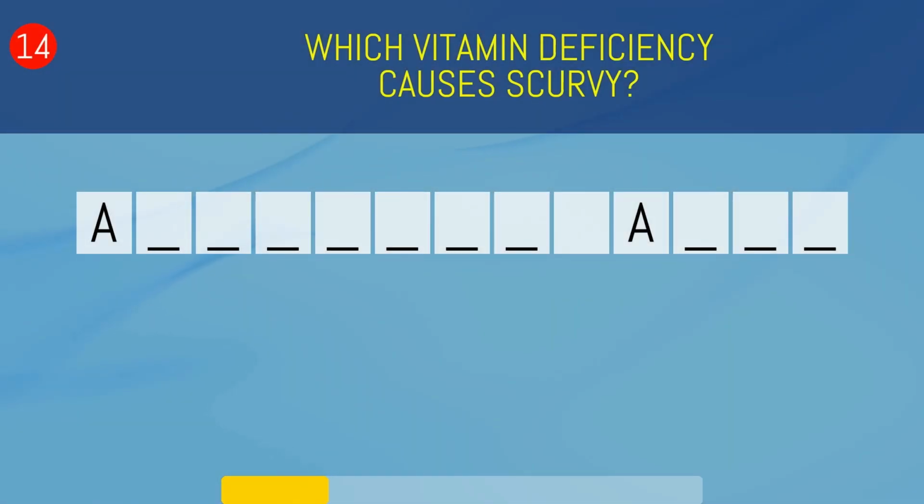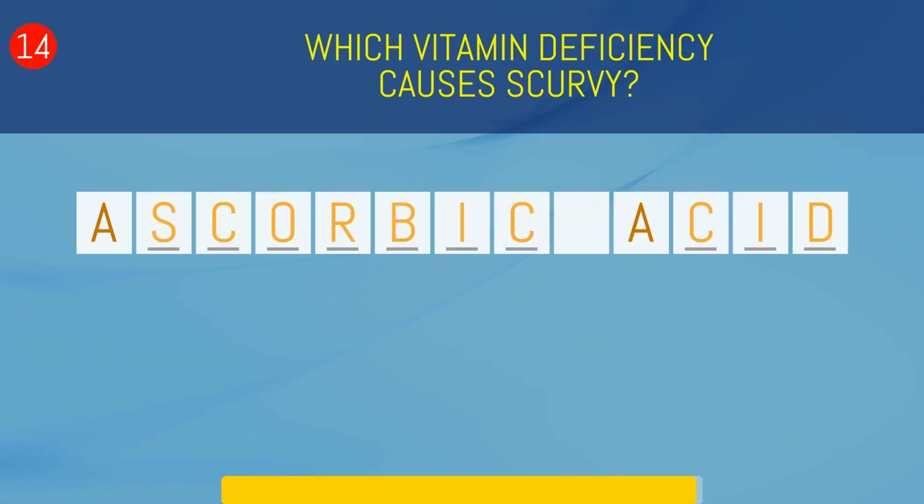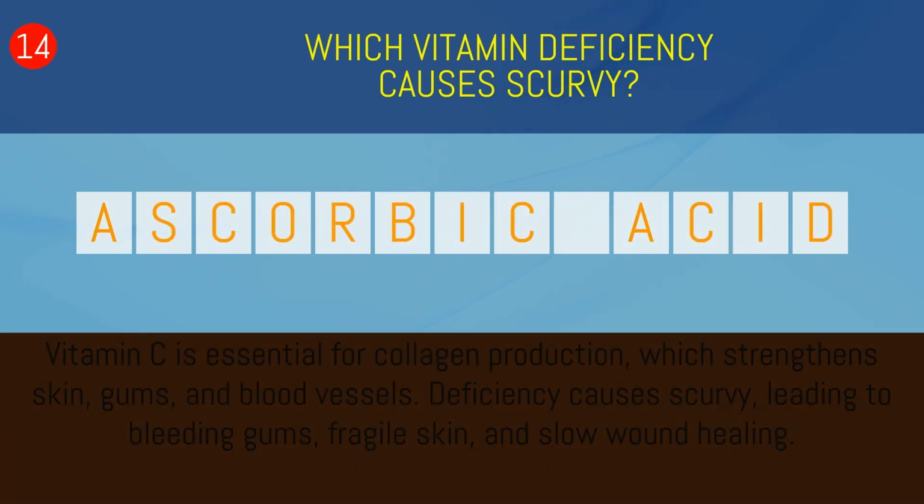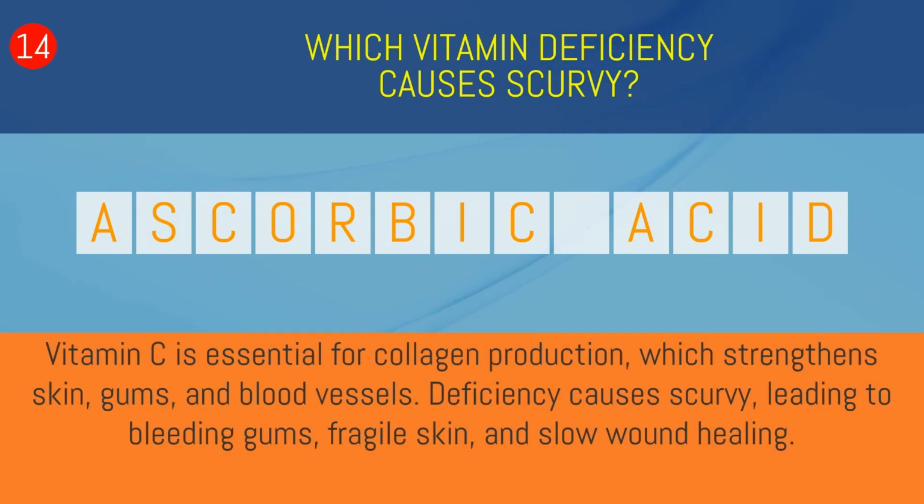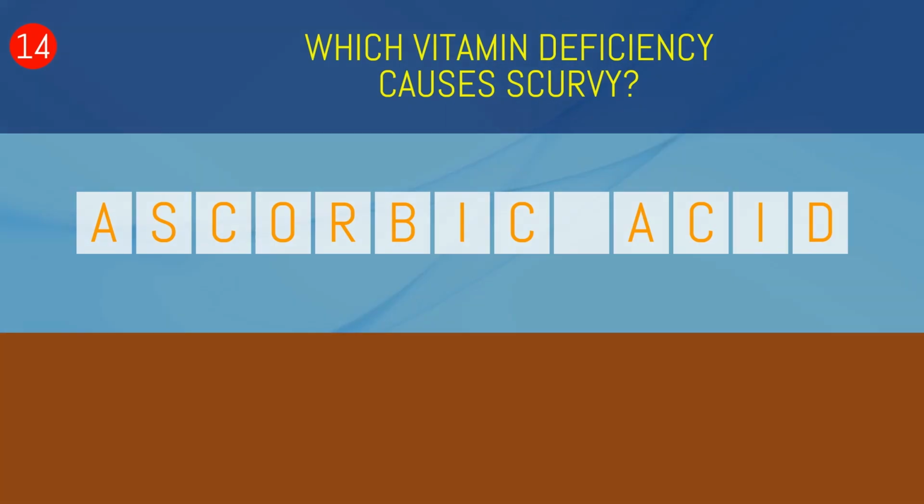Which vitamin deficiency causes scurvy? Ascorbic acid. Vitamin C is essential for collagen production, which strengthens skin, gums, and blood vessels. Deficiency causes scurvy, leading to bleeding gums, fragile skin, and slow wound healing.